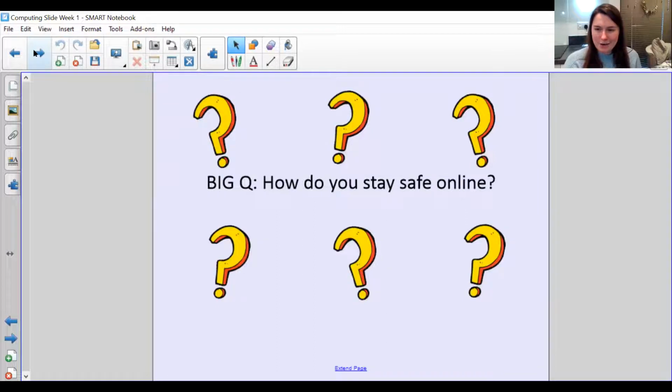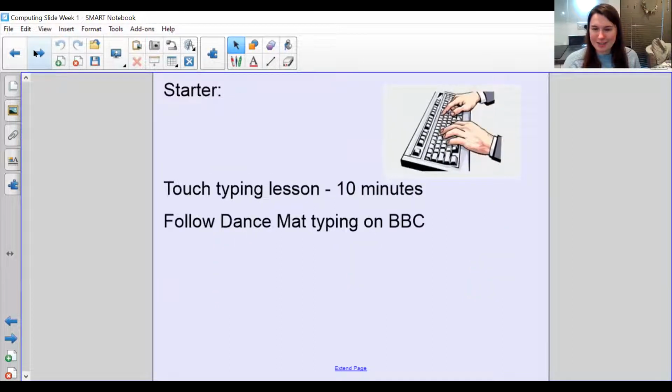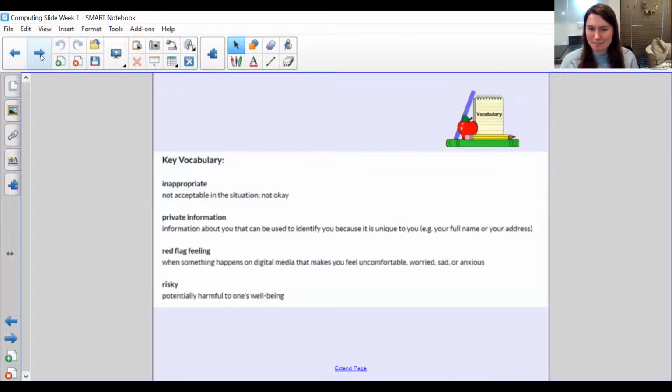Okay, so how do we stay safe online? So if you're on a laptop, please spend 10 minutes or so going on to Dance Mat Touch Typing on BBC to really practice those quick touch typing skills you started last term.